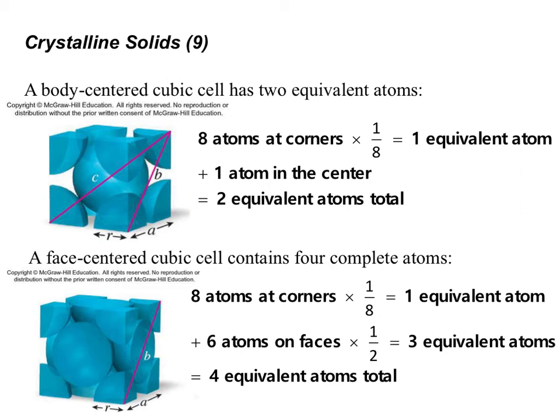A face-centered cubic cell contains 4 complete atoms. There are 8 atoms at the corners, which are 1/8 in size, so that would give you 1 equivalent atom, and then 6 atoms on the faces, each of which is half an atom. So you end up with 3 equivalent atoms from the faces to give you a total of 4 equivalent atoms overall. This is a very efficient way of stacking spheres.